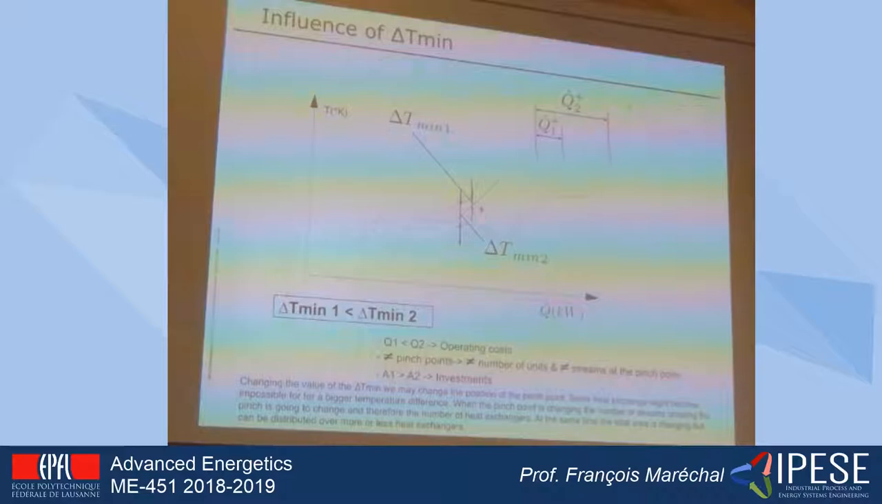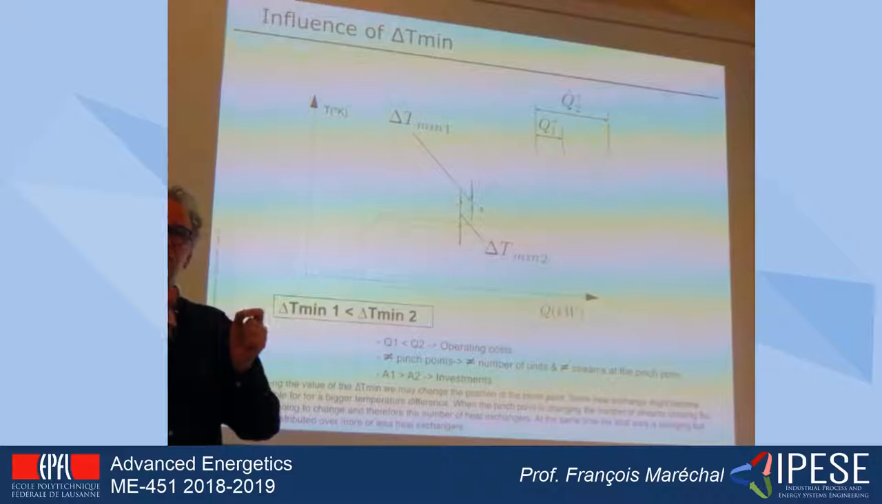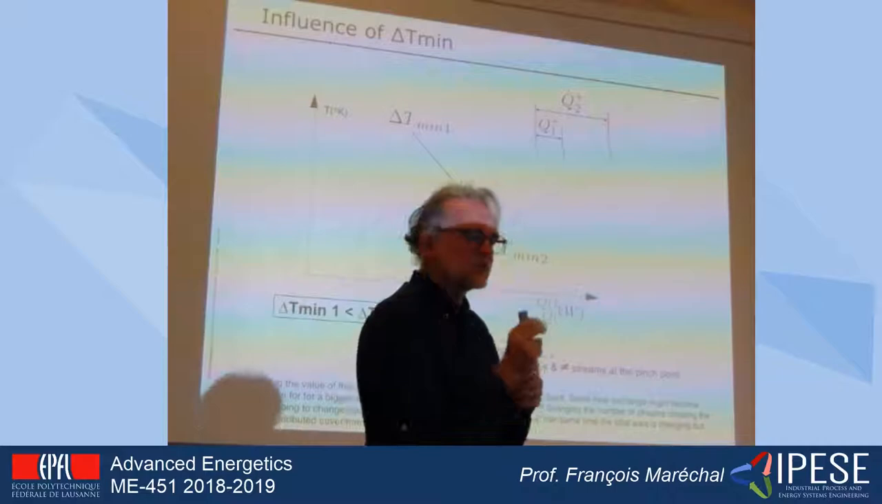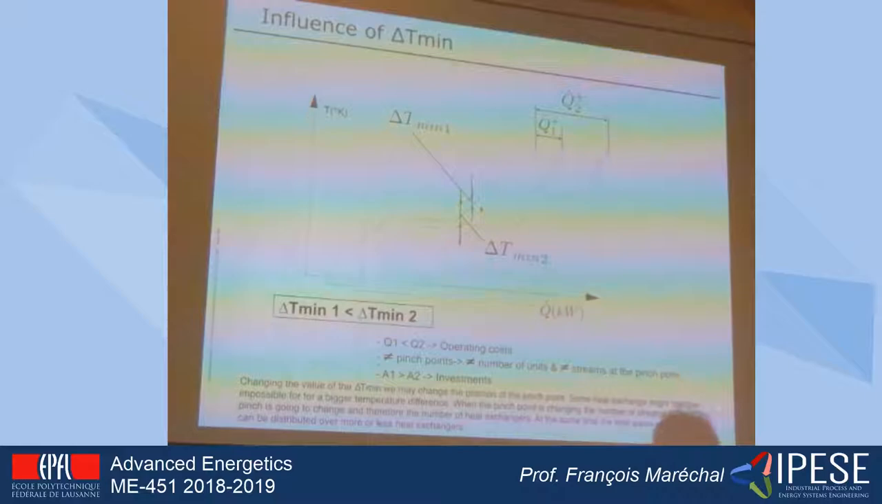And then afterwards, by knowing the total area and the number of heat exchangers, I can deduce the cost of the mean heat exchanger, which I multiply by the number of heat exchangers to have the investment. Okay, so now I can do exactly the same as what I was doing for one single heat exchanger and look at where is the best solution.